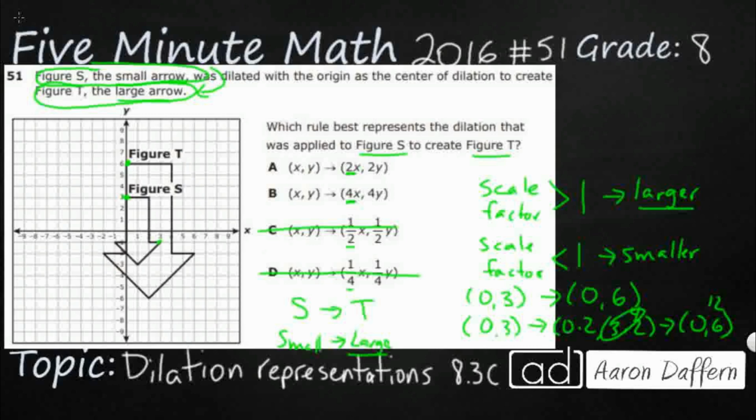Let me see if I can find one point that's not on the x-axis or the y-axis. Let me see if I can find something just out in one of the quadrants. All right, so I've got that little point right there. So that is 3, -1. So if I do it by 2, it should be 3 times 2, and then -1 times 2. That's what these scale factors mean. So that's going to be 6, -2. And does that land? Here's my 6. Here's my -2. Yep, that lands right where it should at the corresponding point on the larger arrow.